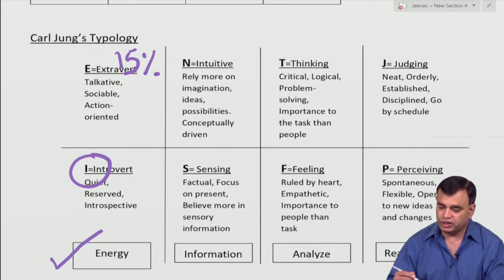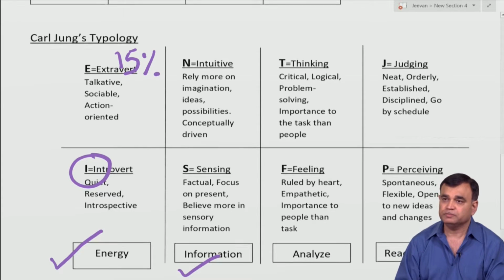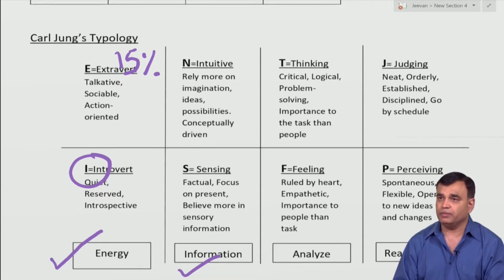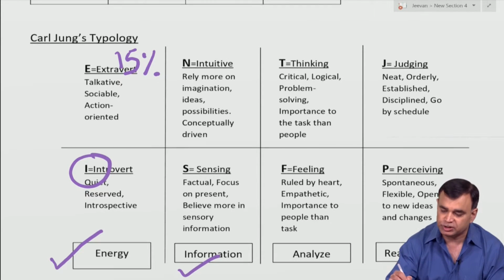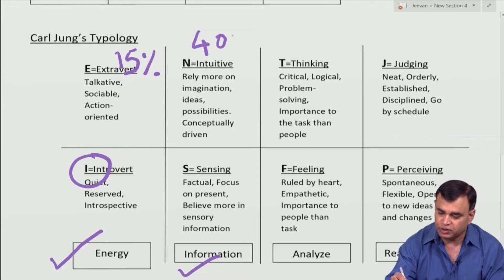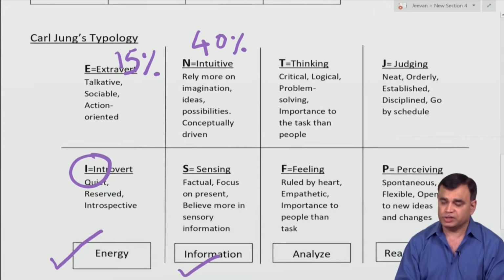The second switch is talking about how you draw information. And here there are two types, either you are intuitive or you are sensing. Intuitive indicated by N and sensing indicated by S. Intuitive means that you rely more on imagination, ideas, possibilities, concepts, etc. And sensing means you are driven by data, facts, you focus on the present, and you believe more in sensory information. This switch is especially important because almost half of your career depends on this, 40%.